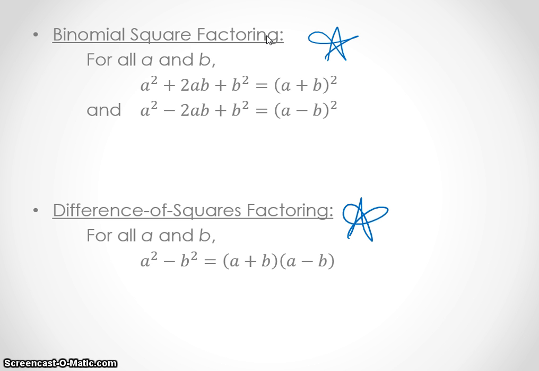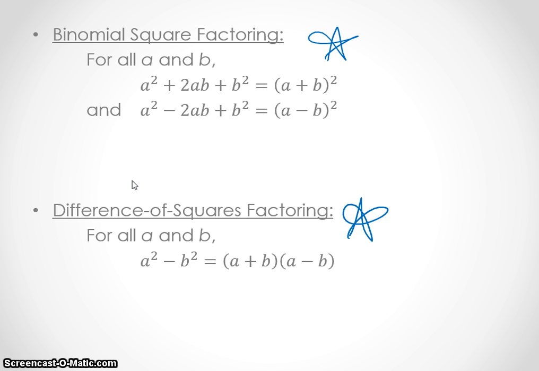So your binomial square factoring, the first one for all a and b, says if you have a trinomial of a squared plus 2ab plus b squared, that is going to factor into a plus b, the quantity squared. And then the second one is the exact same pattern, except your middle term here is negative, and that makes this middle sign negative. So a squared minus 2ab plus b squared is going to give you the factors a minus b squared.